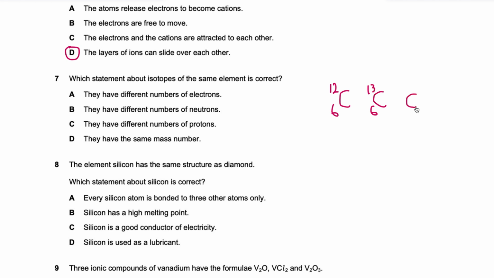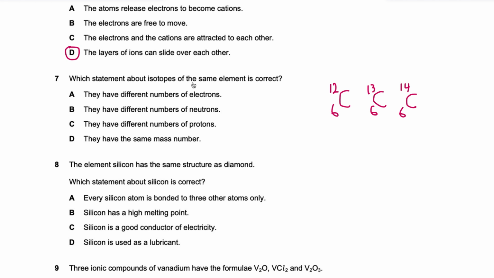Okay, they all have the same number of electrons, so they have the same chemical property. So we can simply say isotopes are elements that have the same chemical property but different physical property. That's another way of saying it. So they have the same number of protons, same atomic number, same number of electrons, but they have a different number of neutrons.